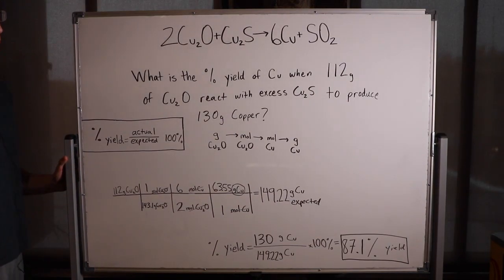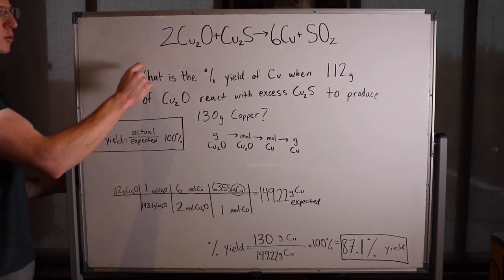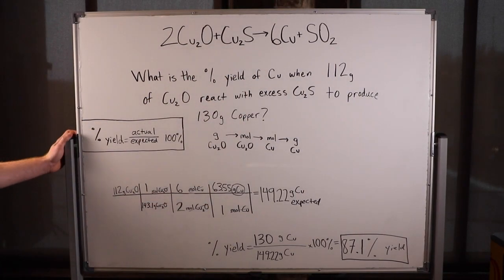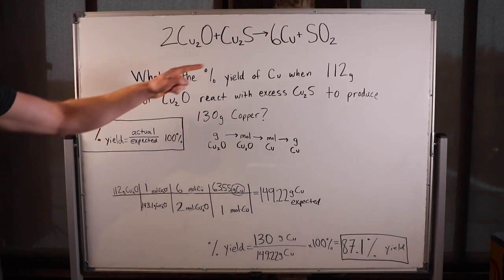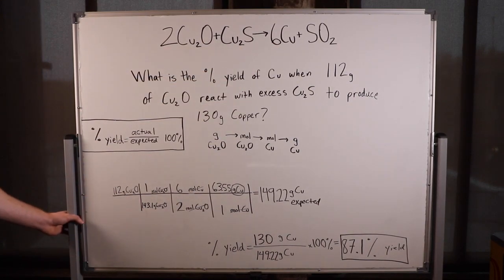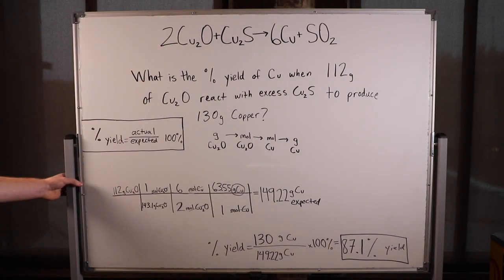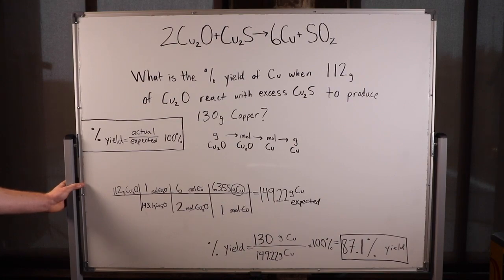Okay, moving on to a percent yield problem. So I've got a full reaction written out here at the top of the board, and I'm asking what is the percent yield of copper, one of our products, when 112 grams of copper oxide, one of our reactants here, reacts with excess copper sulfide to produce 130 grams of copper.